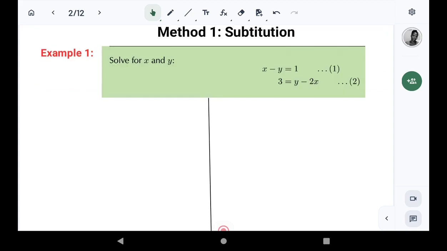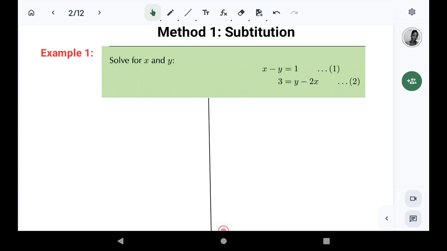Method 1 deals with substitution. Now you will be given a system of equations. In this case, you're given two equations because there are two variables that you're supposed to solve for, and that is x and y. Notice that if they want you to solve for three variables, x, y, and z, for example, they will give you three equations. If they want you to solve for four variables, they will give you four equations, and so on and so forth. So the number of equations must match the number of variables that you're supposed to solve for.